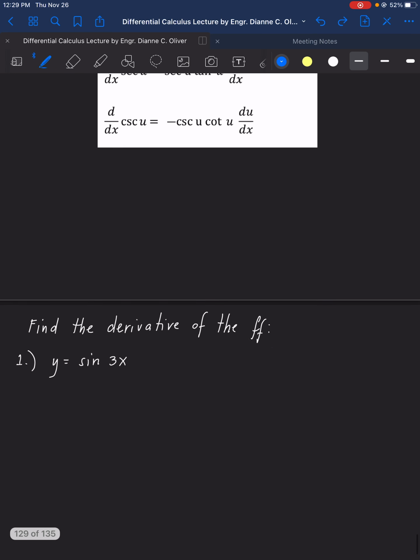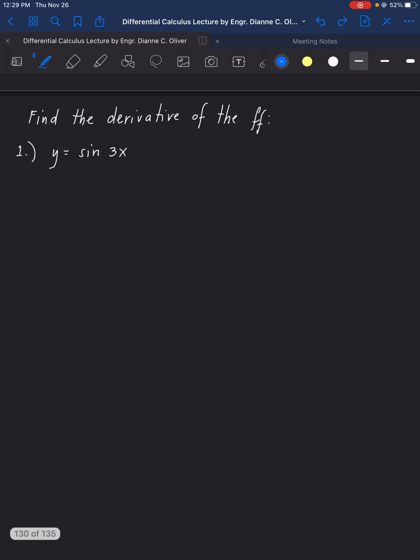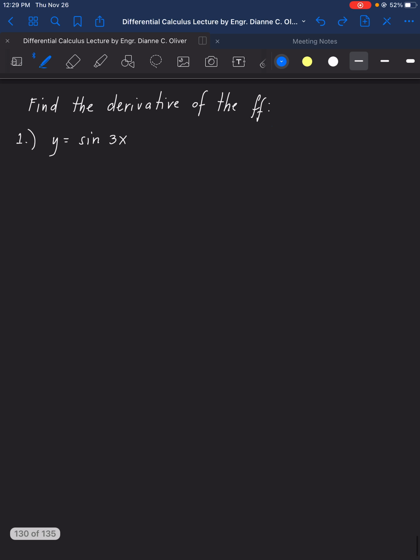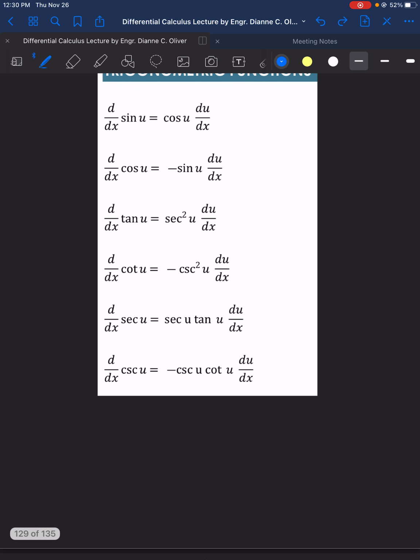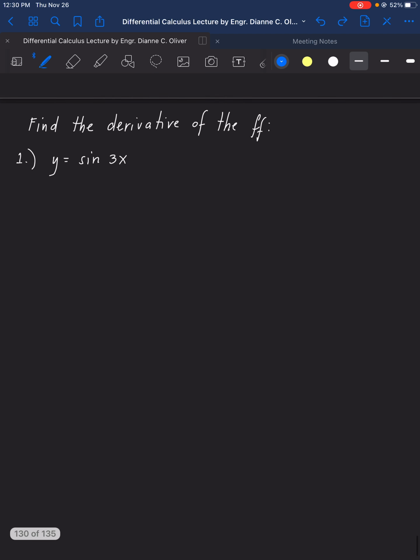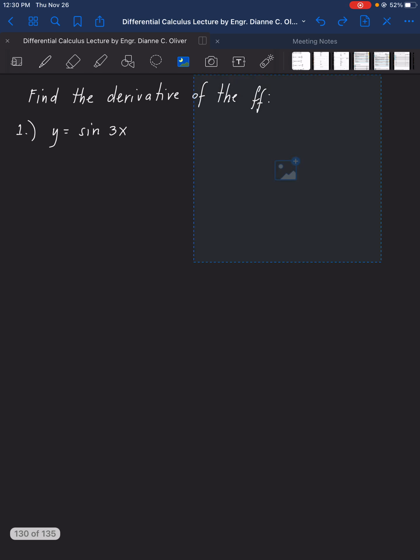Okay, let's apply that on the following problems. Number 1, find the derivative of sine 3x. Now sine 3x, for the pattern there is, for the first one here, derivative of sine u. Now here is the pattern. For the derivative of sine u, the answer there is cosine u and the derivative of u.